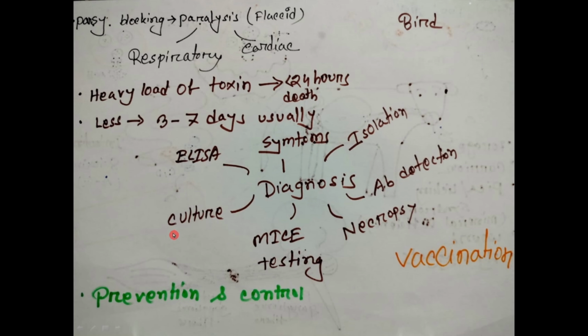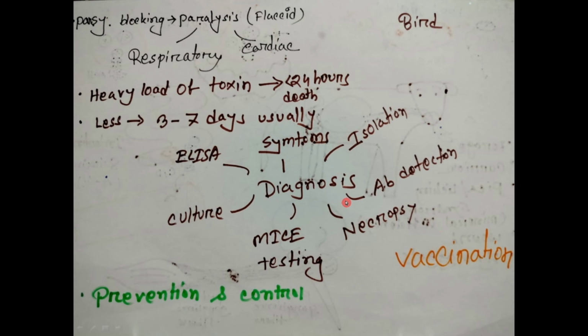Then we can do the bacterial culture. If we do the bacterial culture, we will get to know whether it is positive or not. We can also do the mice testing. If we take the samples from the animal and inoculate them into mice, and the mice die, then obviously we have to understand the presence of the toxin.